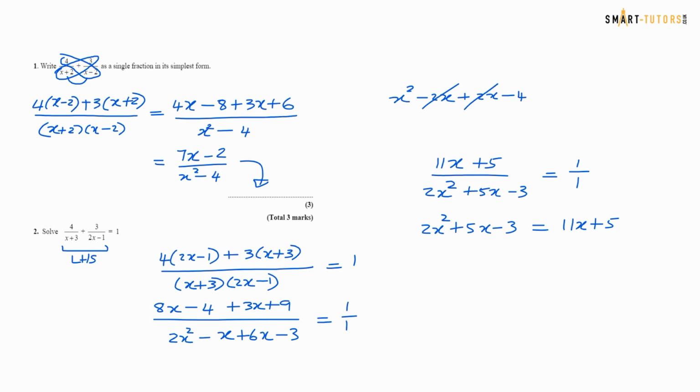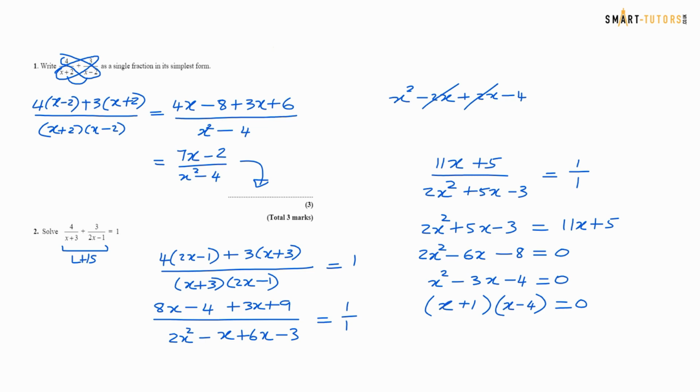Bring everything to one side. So 2x squared, 11x coming this side is minus 11x plus 5x, minus 6x, minus 8 equals 0. I'm dividing everything by 2. So x squared minus 3x minus 4 equals 0. So you can factorize the quadratic. The factors of 4 that take away give 3: so 1 and 4, minus 4 and plus 1. So x plus 1 and x minus 4.